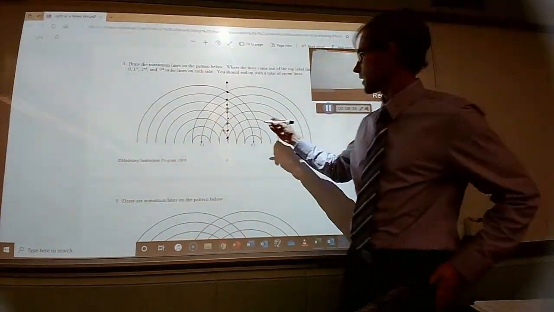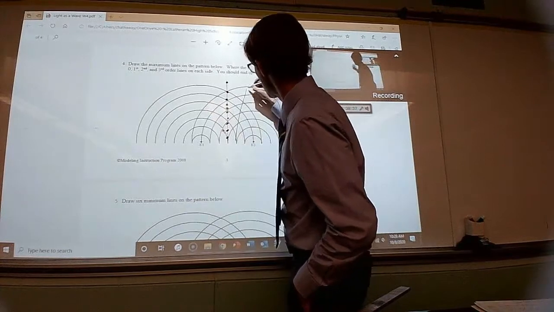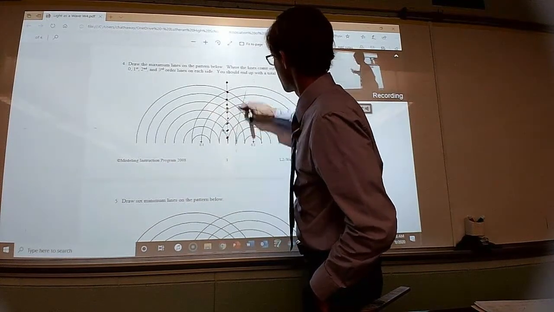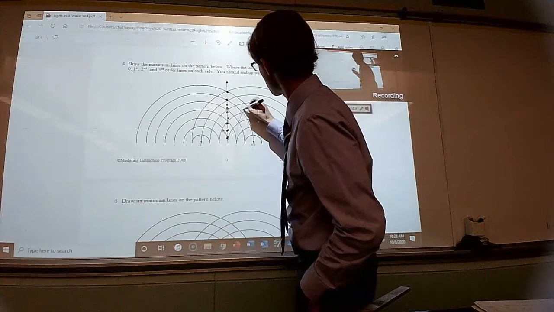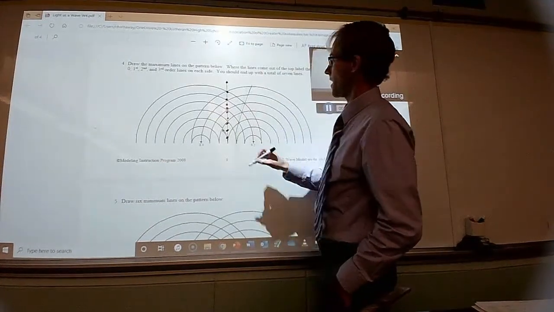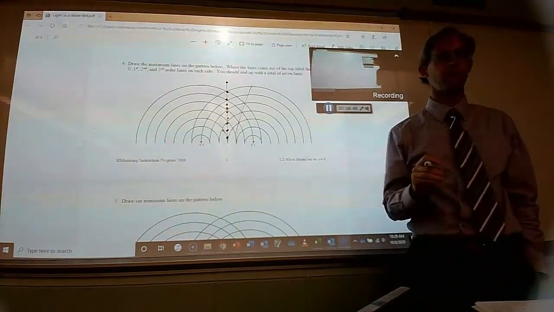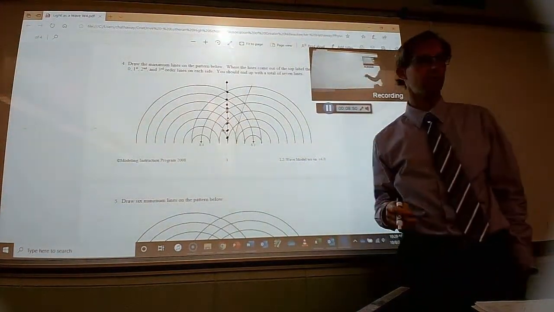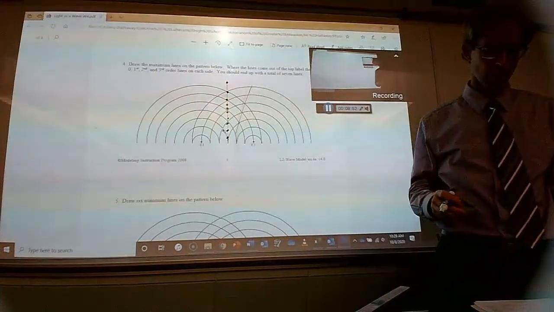All of them, yeah. So for this line here too, the line that would pass through these right here, any spot on that line would be constructive interference too, along with any of the other maximum lines. All right.